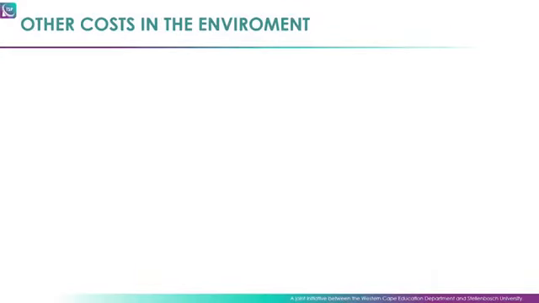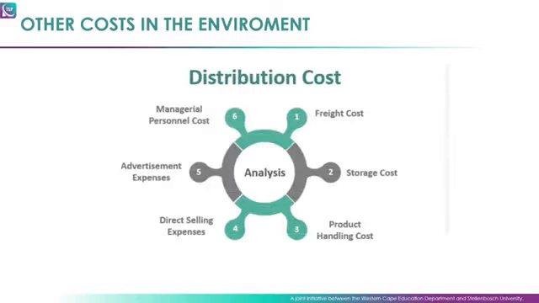And then there are other costs within this manufacturing environment. There's the distribution cost. Now, what does it entail? It entails storage costs, handling costs, direct selling expenses, freight costs, basically meaning transportation costs of the materials, managerial personnel costs. We're talking about the sales people. We're talking about commission income. We're talking about advertisements. So distribution costs is any costs pertaining to us selling our product, right?